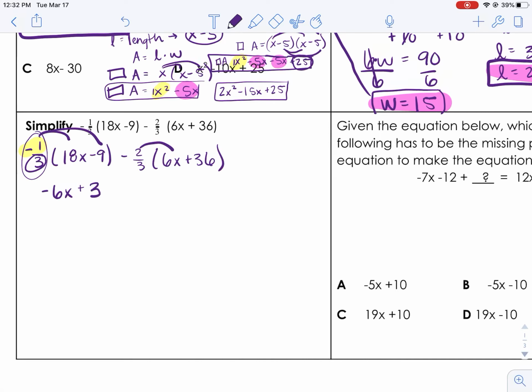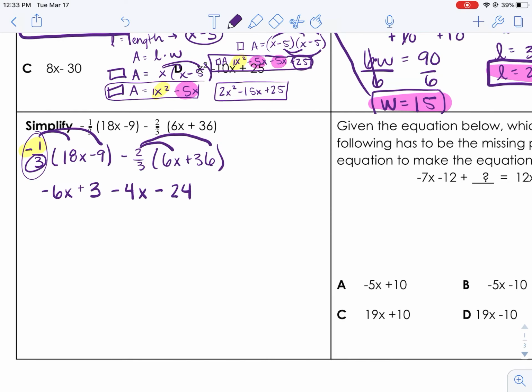So I'm going to say multiply by the top number. So I've got negative 2 times 6x is negative 12x. Divide by the bottom number, 3. So if we take negative 12x divided by 3, we get negative 4x. Gonna keep on going. We got negative 2/3 times 36. So negative 2 times 36 is going to be negative 72. And then if we divide by 3, we end up with negative 24.